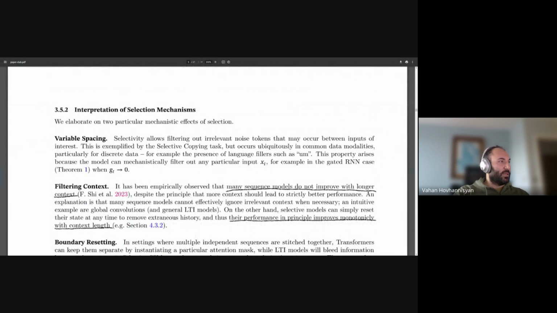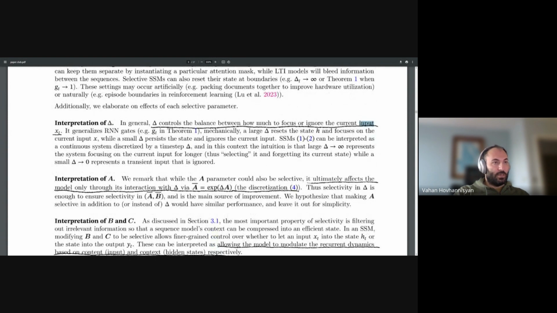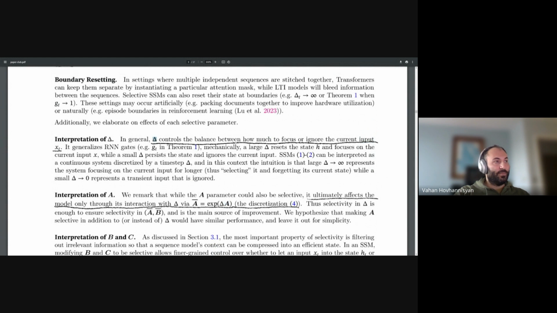So exactly. If you look at the interpretation of selection mechanisms, they describe all the parameters. Delta controls the balance between how much to focus on or ignore the current input xt. A ultimately affects the model only through the interaction with delta. So A is just a parameter that is used for discretization, but delta controls how much the xt input is used or not. It's like the gate parameter.